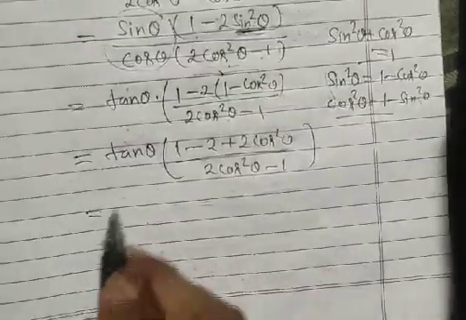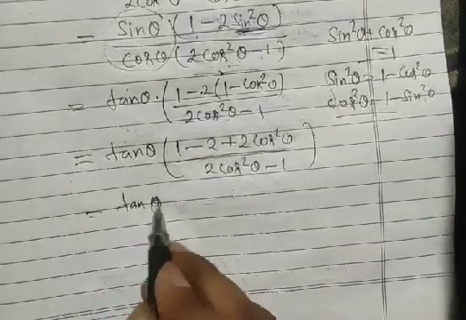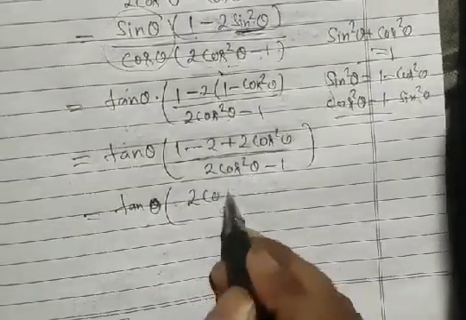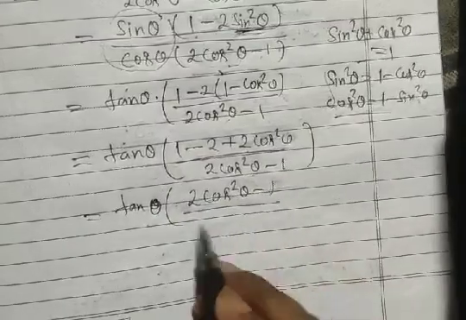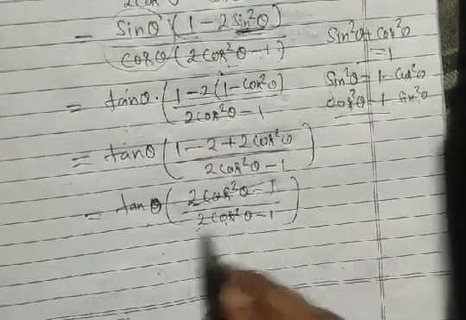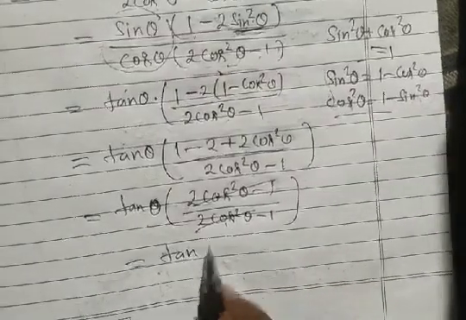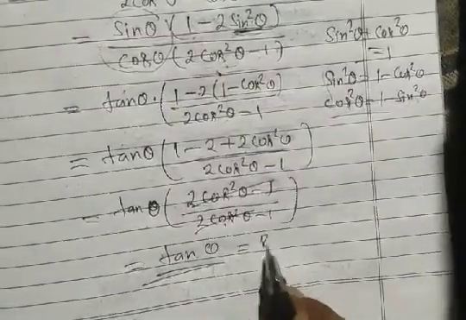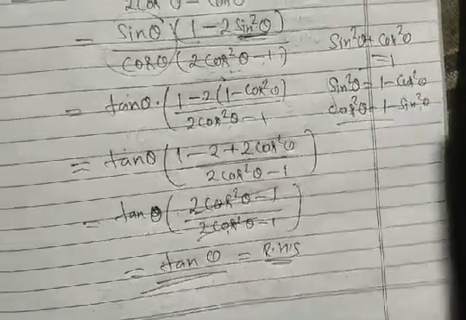Now it's our tan theta. Then after solving, we get 2 cos square theta minus 1 and 2 cos square theta minus 1, both are similar, so they cancel out, and we get our tan theta, which is our right hand side. What we had to prove.